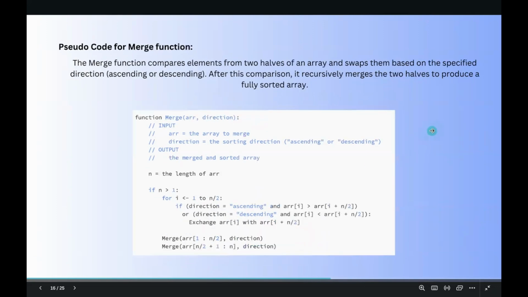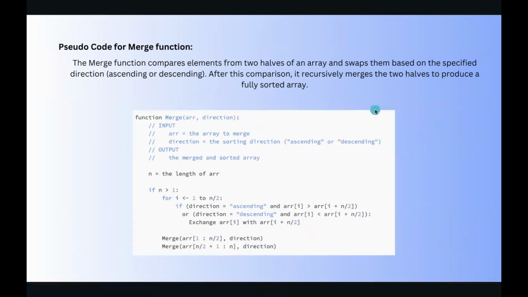Now let's break down the merge function used in Bitonic sort. The purpose of this function is to compare elements from two halves of the array and swap them if necessary based on the specified direction. If we are sorting in ascending order, larger elements are swapped to the right, and the same logic applies in reverse for descending order.